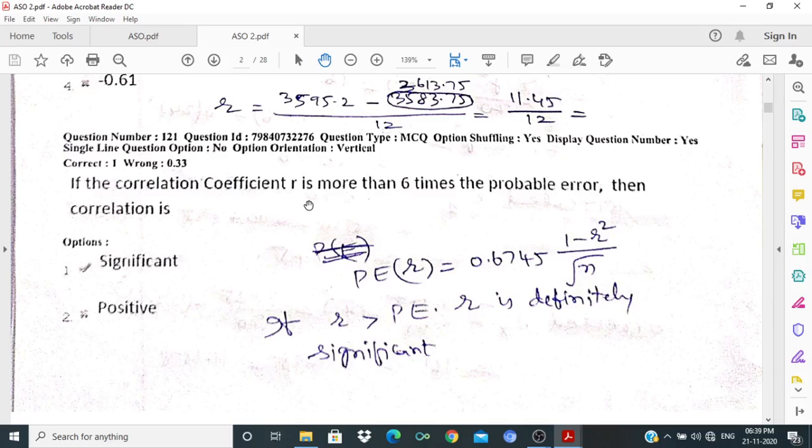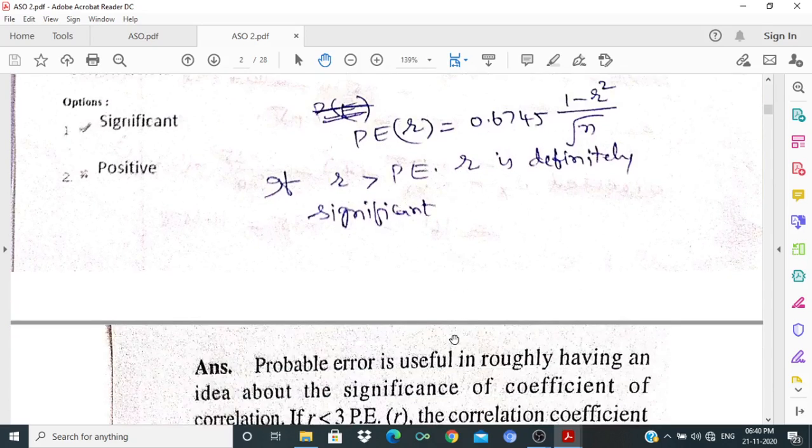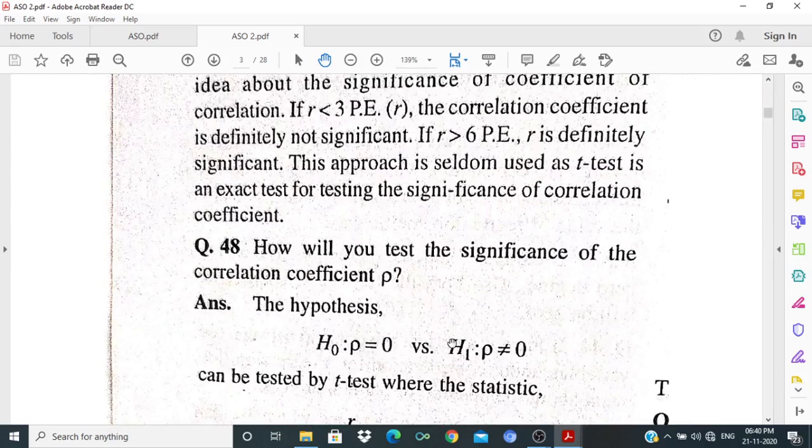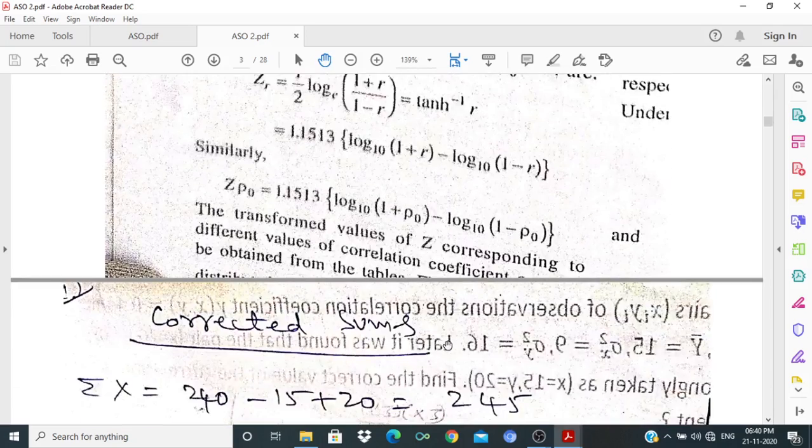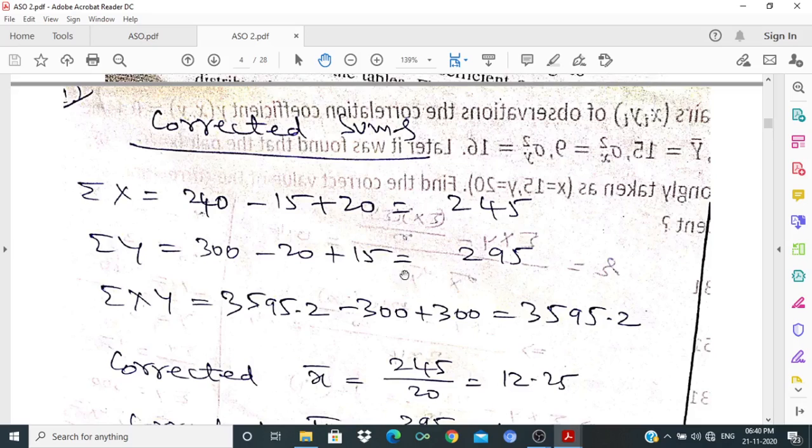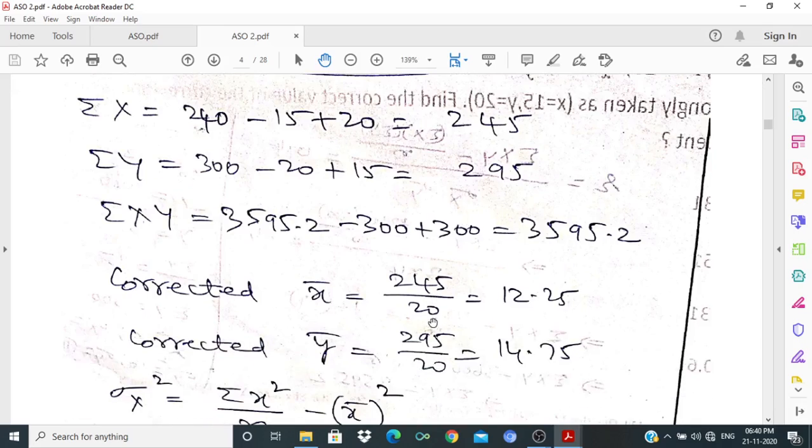If the correlation coefficient is more than 6 times the probable error, then correlation is significant. This is from programmed statistics. Here I have worked many times on corrected values. Sigma x is equal to, instead of 15, they have taken 20. So the total must be reduced by 15 and added 20. So the corrected summation is 245. Similarly for y, 295. Similarly for xy.